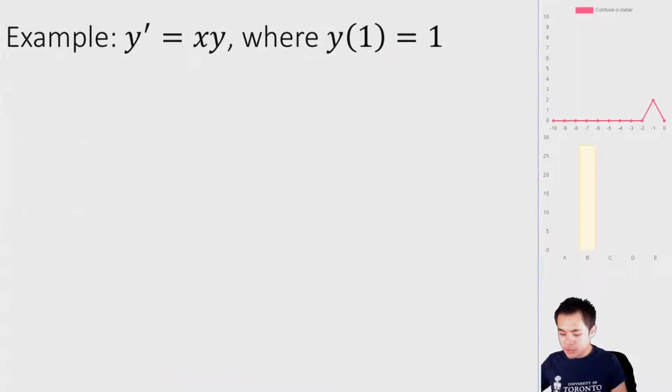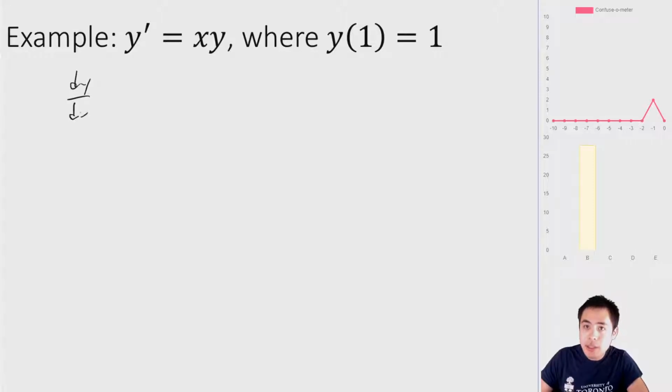Let's move on. So we have an example here where y prime is equal to xy. Let's use this example where y of 1 is equal to 1, and let's solve it entirely. So we have dy/dx is equal to xy, so dy over y is equal to x dx.